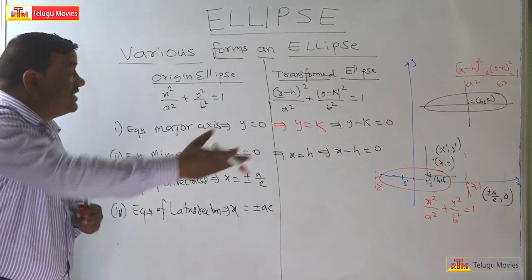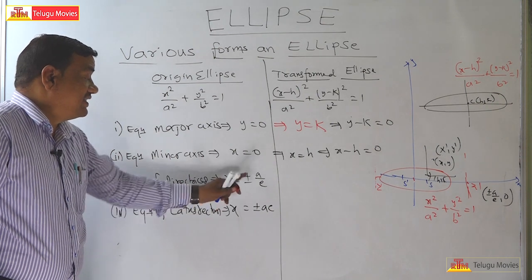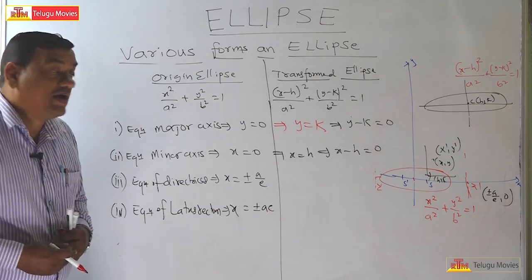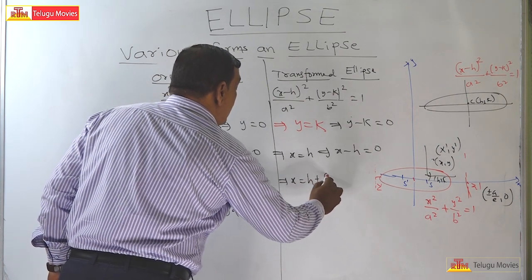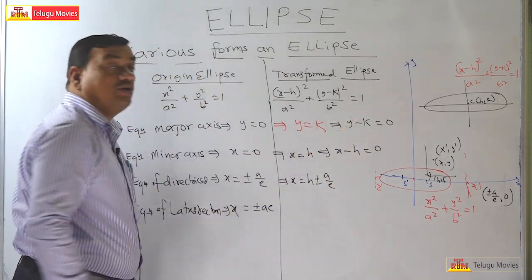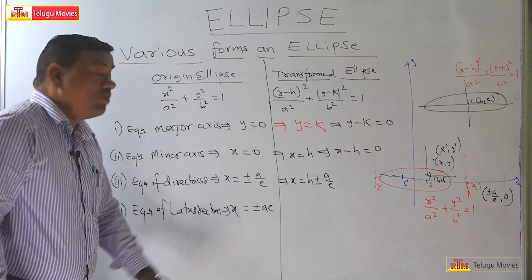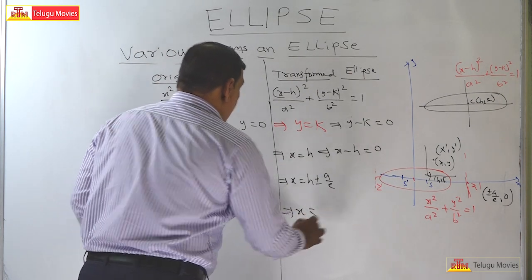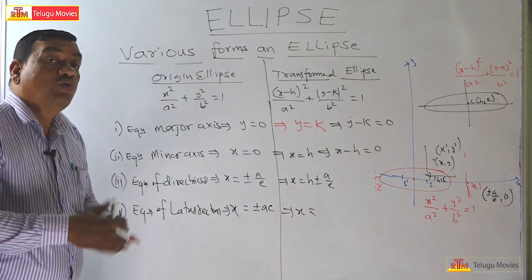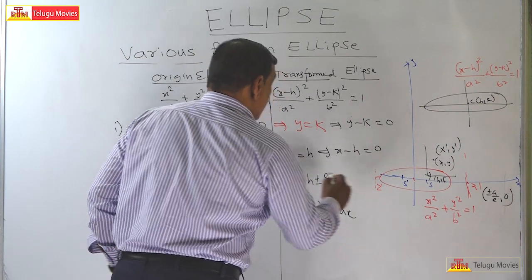So for x, right side, you have to add h. Equation of the directrix, x is equal to plus or minus a by e. So this is equal to x is equal to h plus or minus a by e. The right side you add h. Okay now, equation of the latus rectum, x is equal to plus or minus ae, you add h to that. So that is equal to h plus or minus ae, that's all.